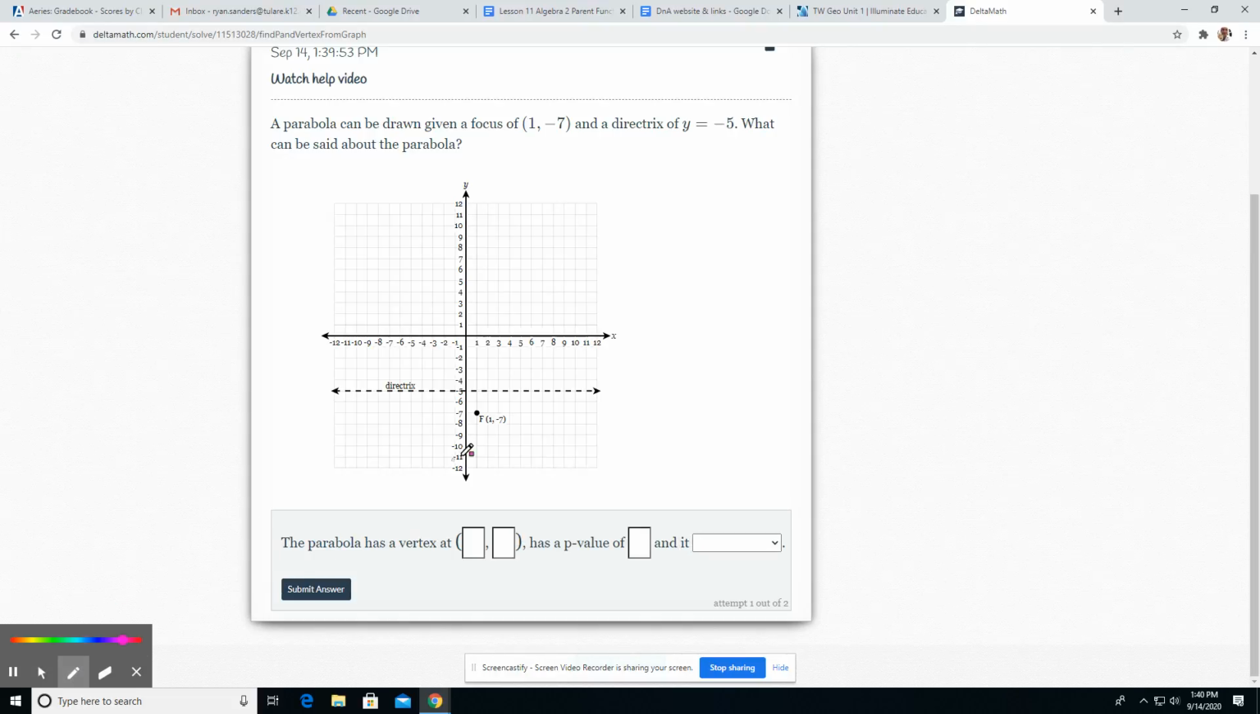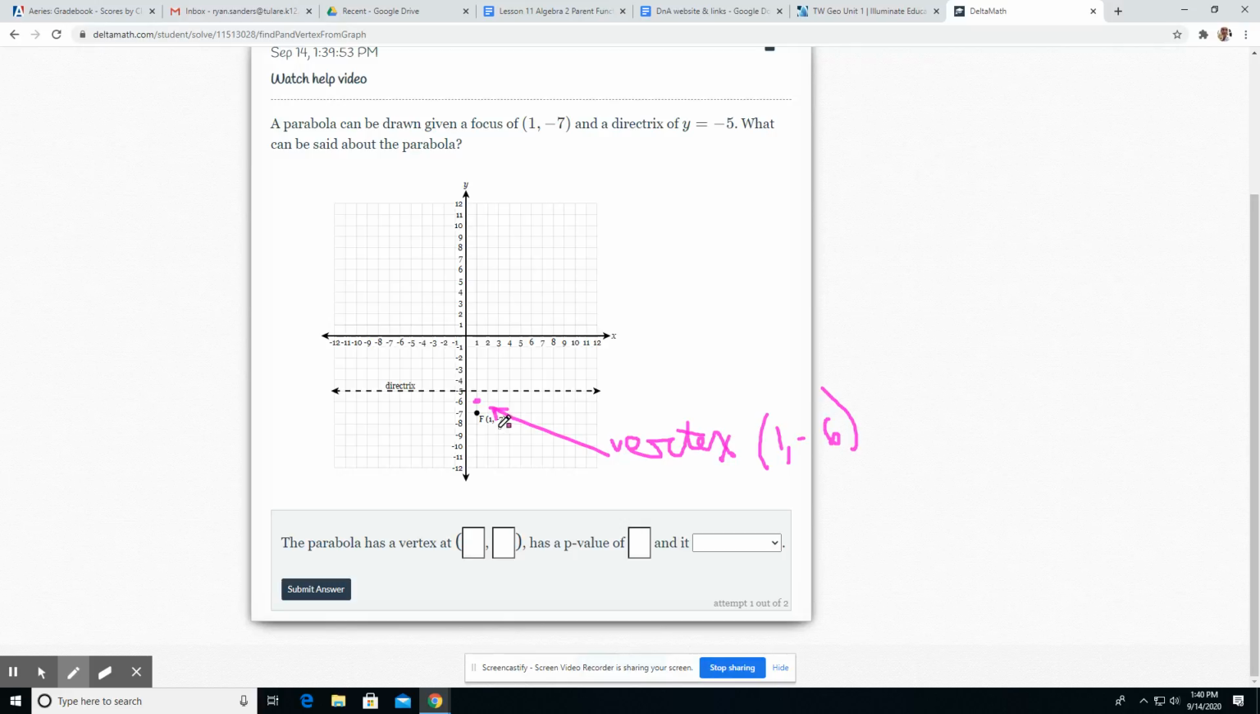Okay, so let's see. Well, we always know that the vertex is halfway between the focus and the directrix. So that means this vertex, V-E-R-T-E-X, is at, the x value is 1. The y value is -6.